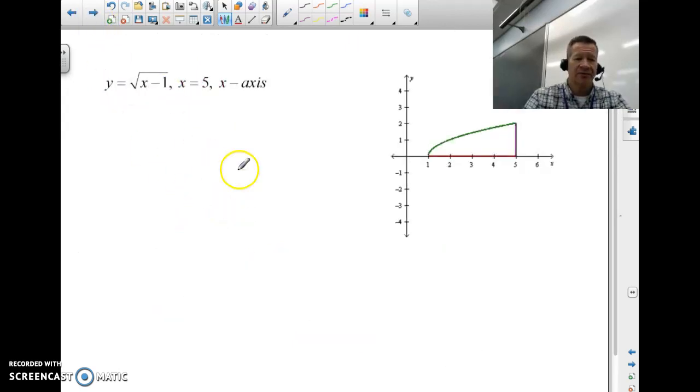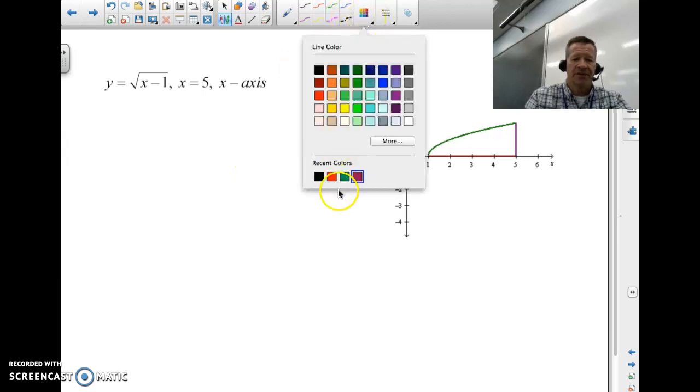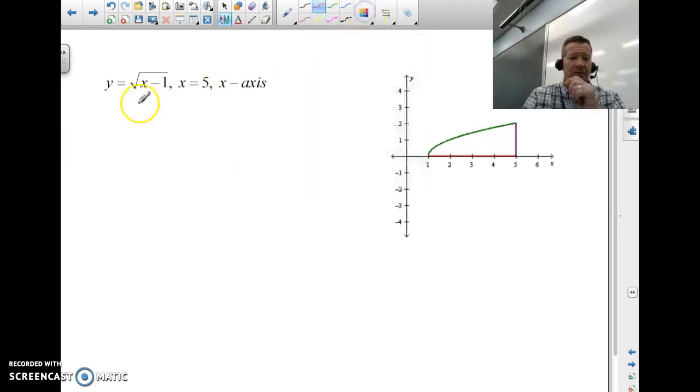Let's do one more example. Let's try the graph y equals square root of x minus 1, which is a square root function shifted 1 to the right. That looks like part of it right there. x equals 5, vertical line, this purple line, and the x-axis. So there's my region. Now again, I want to rotate it around the x-axis.